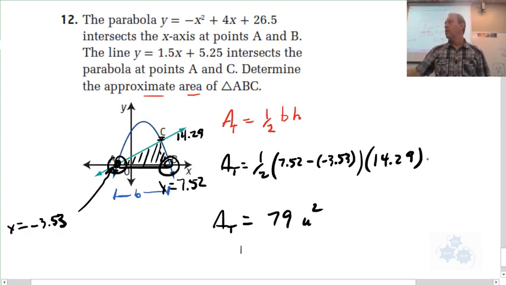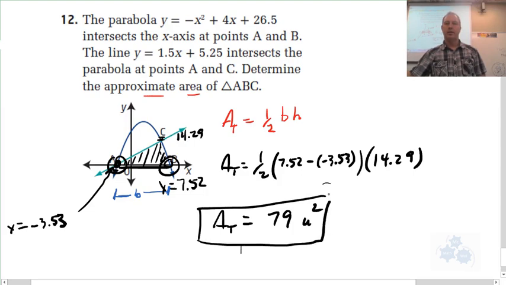Okay, so that was a tough one. That was a challenging one, right? But that's how that one pans out. Any questions there? Number 12?